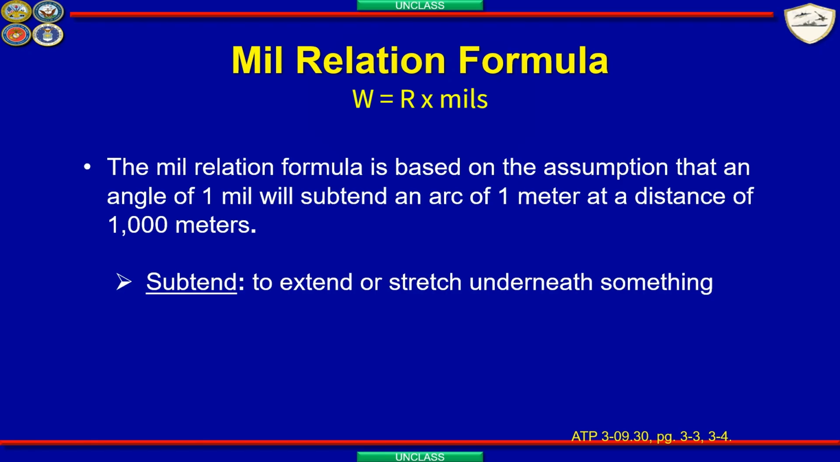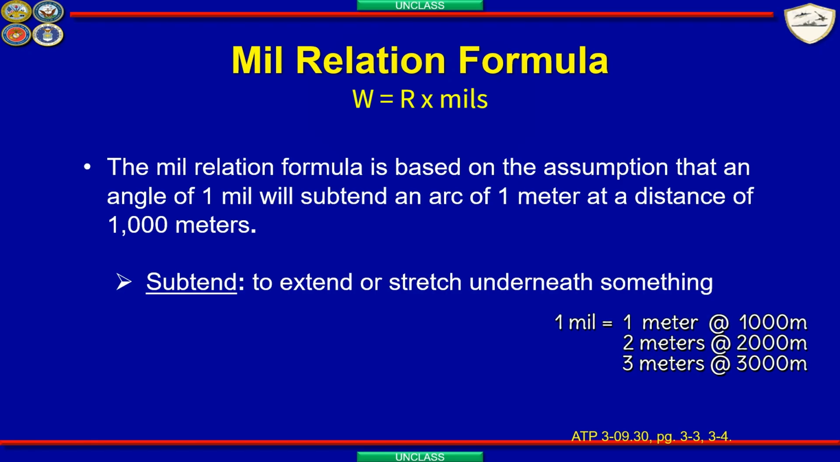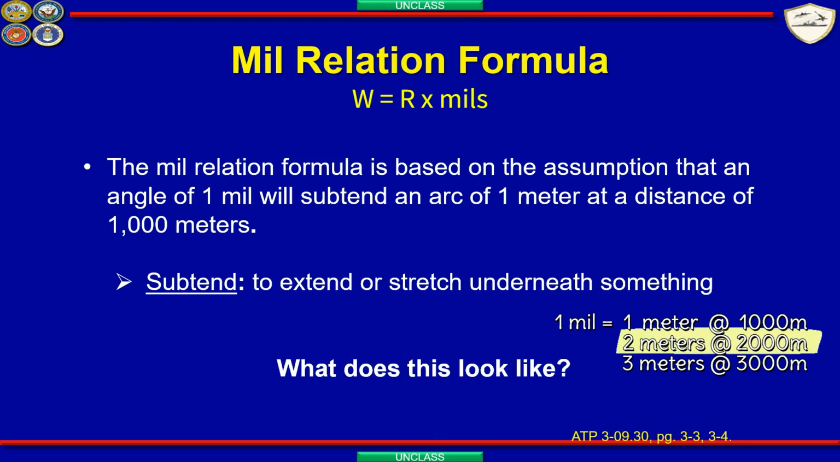Applying the measurements using the Mil relation formula is based on the assumption that 1 mil in the reticle pattern will measure equal to 1 physical meter at a distance of 1,000 meters away from the observer. The mil-to-meter ratio increases as the distance increases, meaning that 1 mil in the reticle pattern will equal 2 meters at a distance of 2,000 meters, and 3 meters at a distance of 3,000 meters. The further an object is away from the observer, the greater the mil-to-meter ratio becomes. Let's take a look at a visualization of this effect.